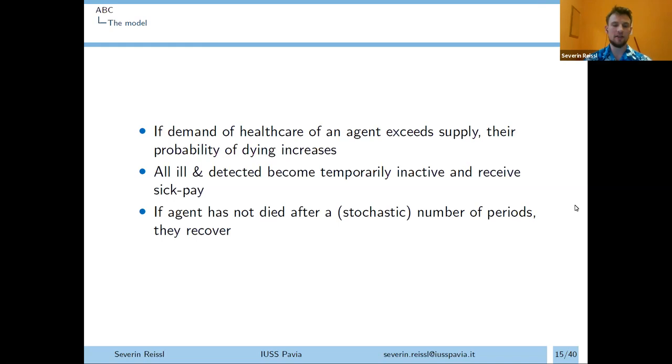All agents that are ill and detected, so their infection has to be detected, otherwise they just keep doing what they do. But if they are detected, they will also become temporarily inactive, regardless of whether or not they are hospitalized. They become temporarily inactive on the labor market and receive sick pay. And if an infected agent has not died after a certain stochastic number of periods, they will recover.